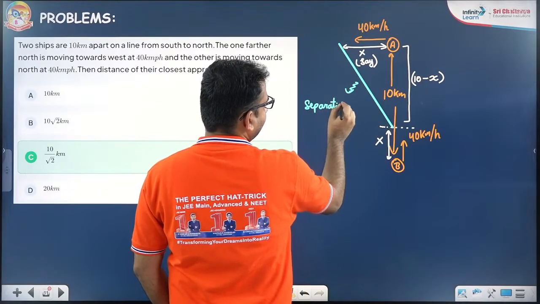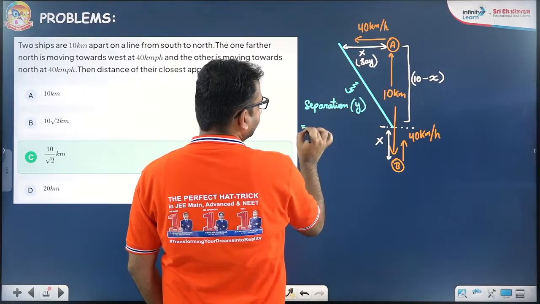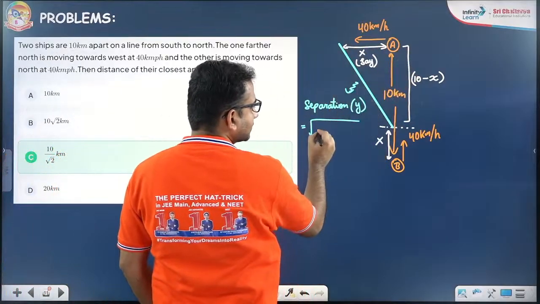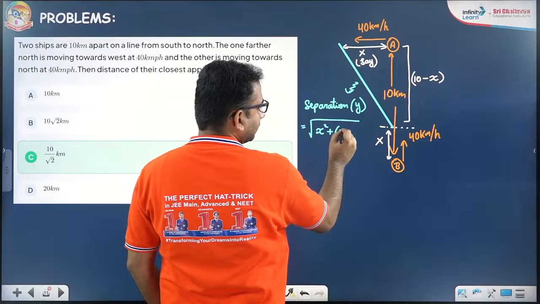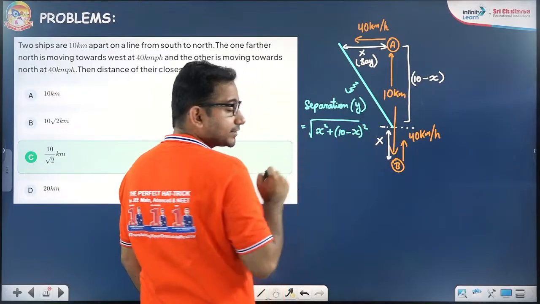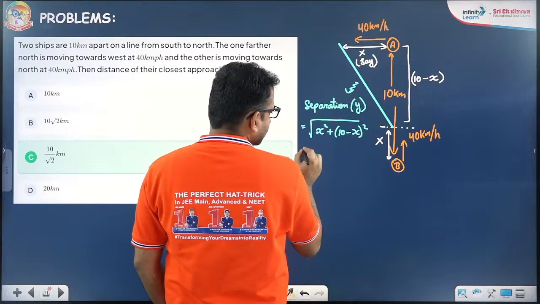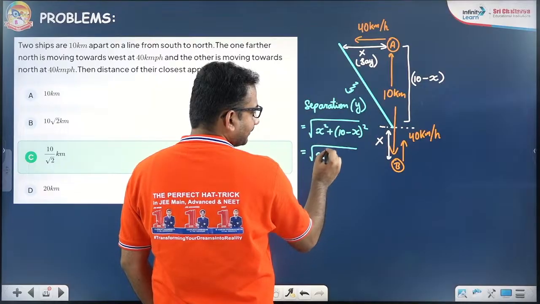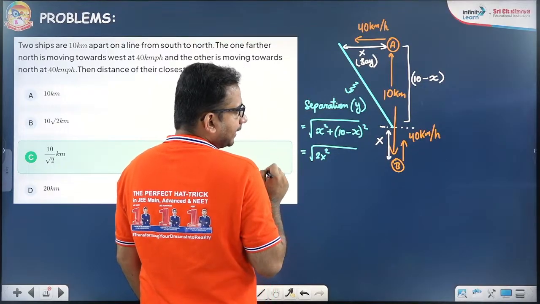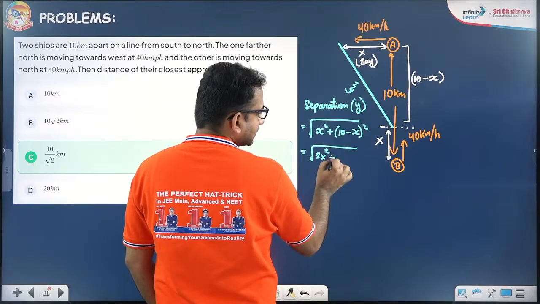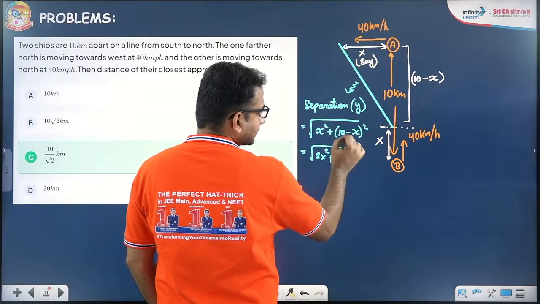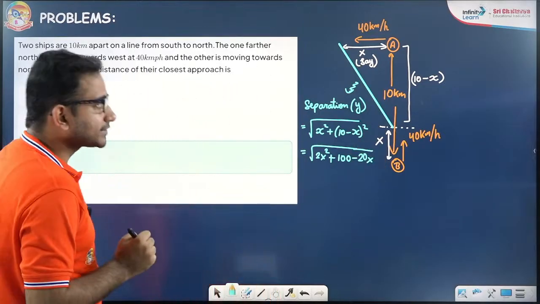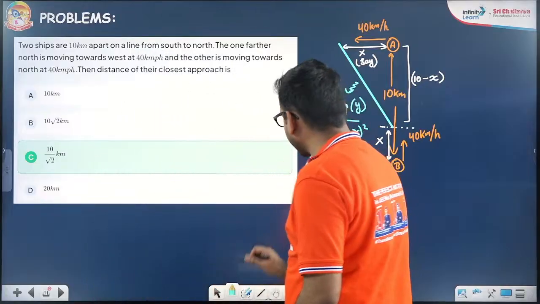y is equal to under root of, by Pythagoras theorem, this square plus this square, x square plus (10 minus x) whole square. So that is equal to under root of, if you expand it, 2x square plus 100 minus 20x, I think 100 minus 20x, you got this. Now this is the situation for you. Okay, this is the separation.